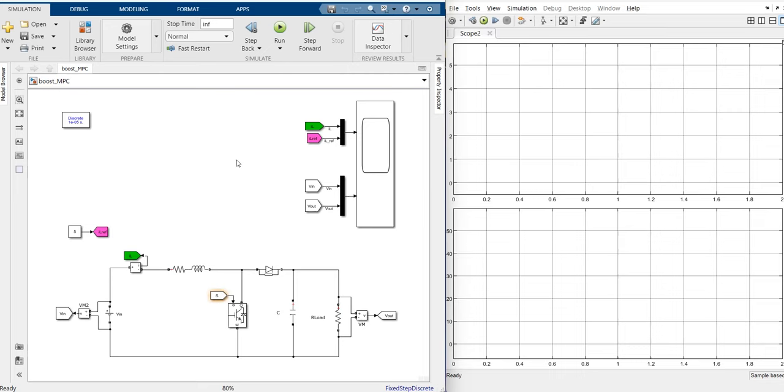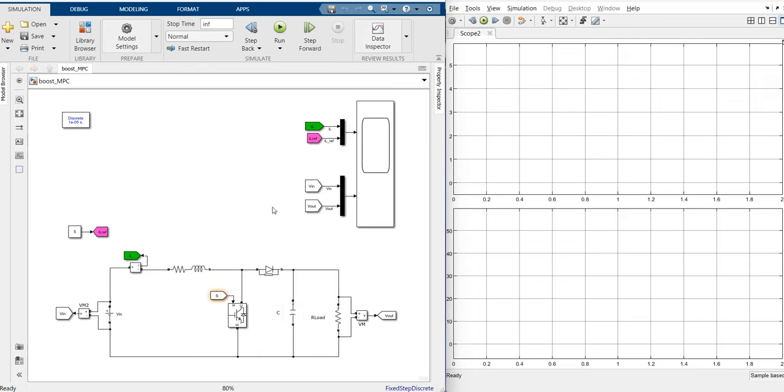Hello, in this video I will show the design of model predictive control for boost converter. Here is the conventional boost converter. We have to design model predictive control for input current or output voltage control of boost converter.